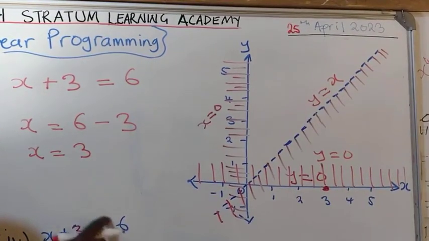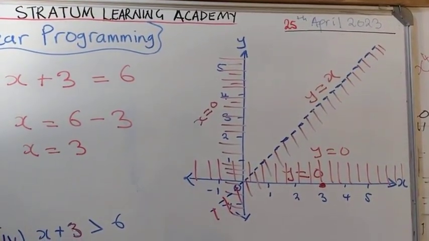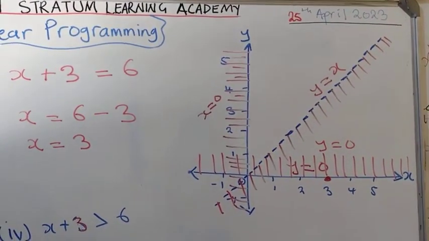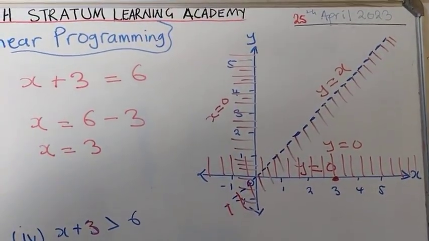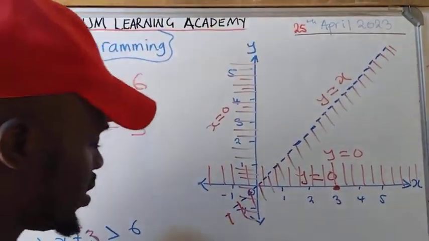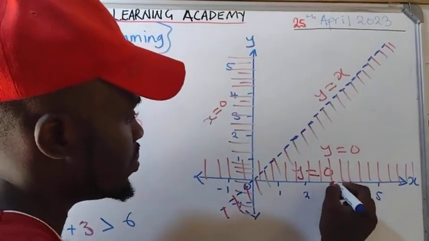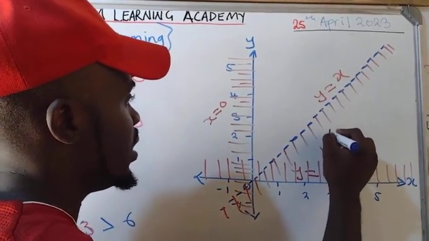This sign is just saying greater. It's not equal to. So if it's just greater, we understand that we are going to come up with a broken line, because we have said that. So here we come up with a broken line on x equal to 3 on this point. So this is our broken line.